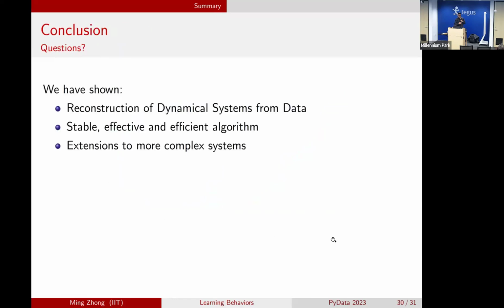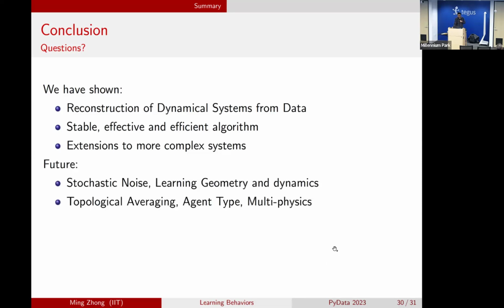All right, so as a summary, I have shown you how to reconstruct the dynamical system from observation data effectively and also efficiently. Our algorithm is also stable because we already use it for many different kinds of systems, and efficiency is shown by our approach. And I also showed you the many different extensions we take for many different complex systems.